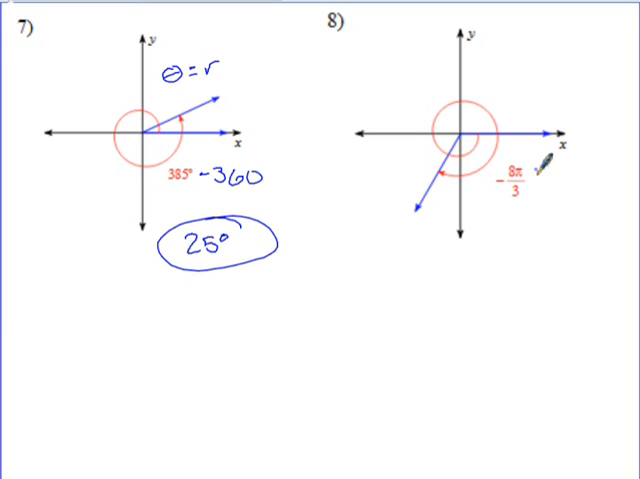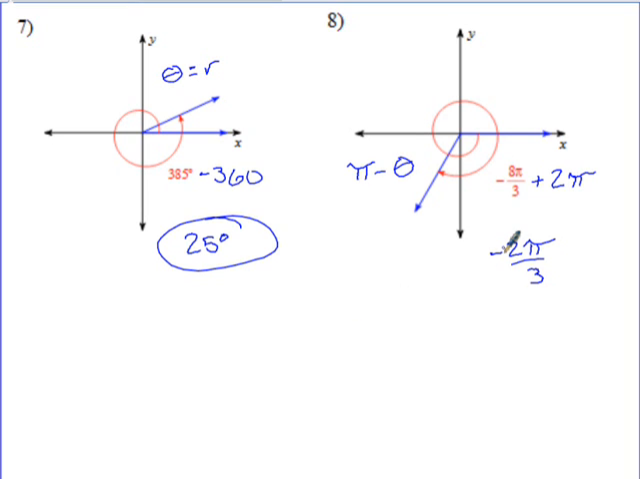Here, again, I have more than a circle, and it's negative, so the first thing I'm going to do here is add 2 pi. Negative 8 pi over 3 plus 2 pi will give me negative 2 pi over 3. So now I have something that's less than a circle, and I can use my rules. It's in quadrant 3, so remember, if it's a negative angle, I'm going to flip-flop the rules. The rule for here would be pi minus the angle. Normally it would be 180 minus the angle, but we're dealing with radians.